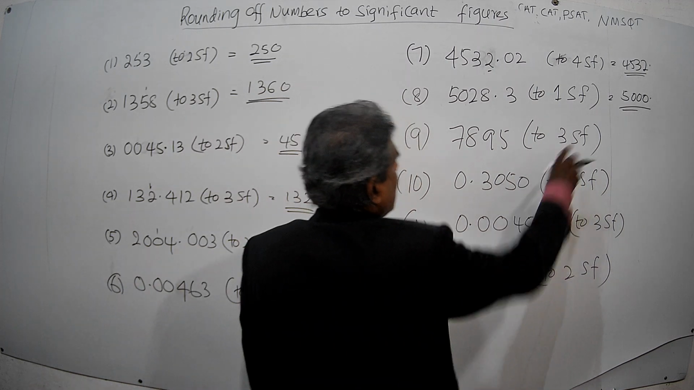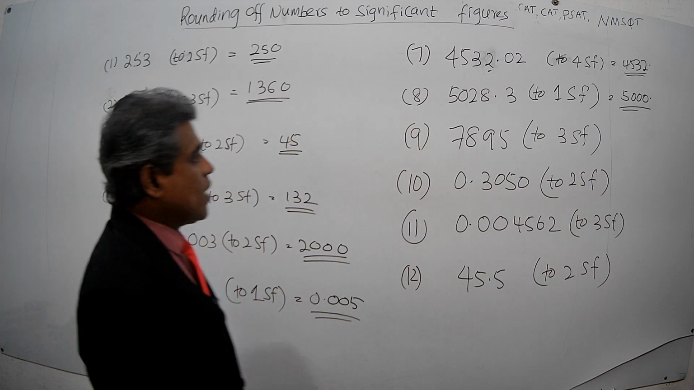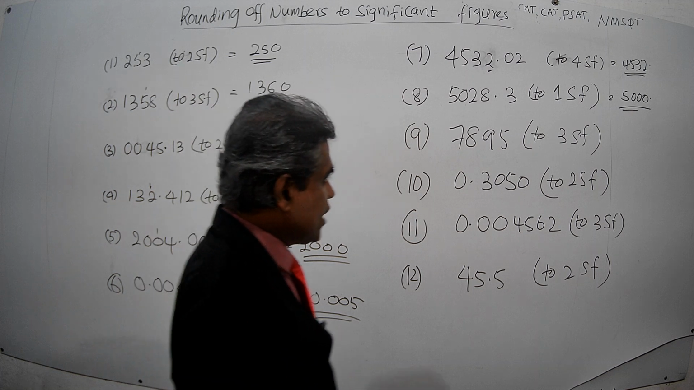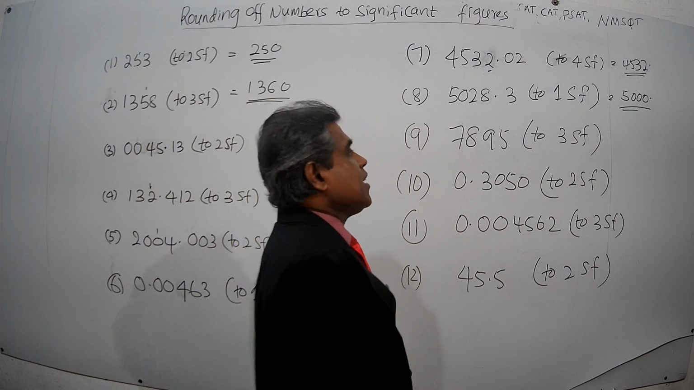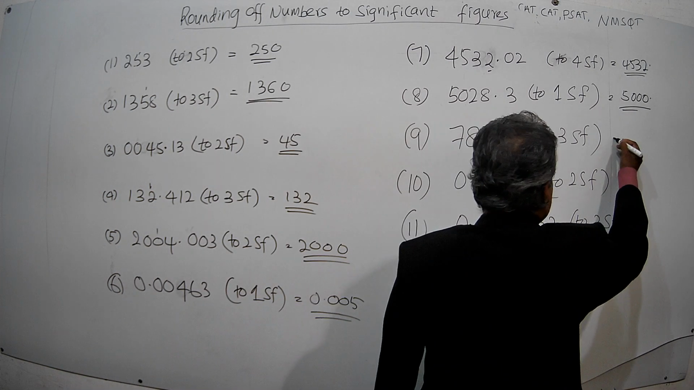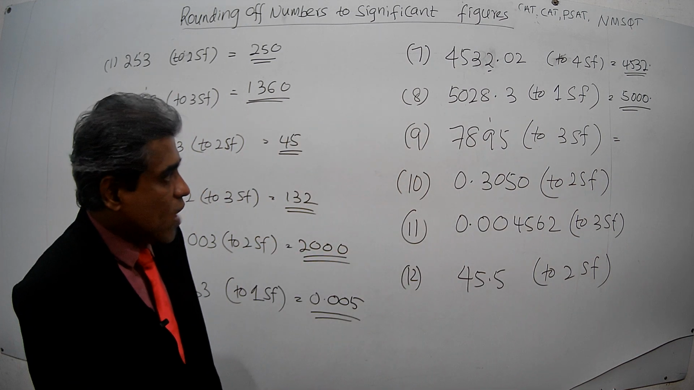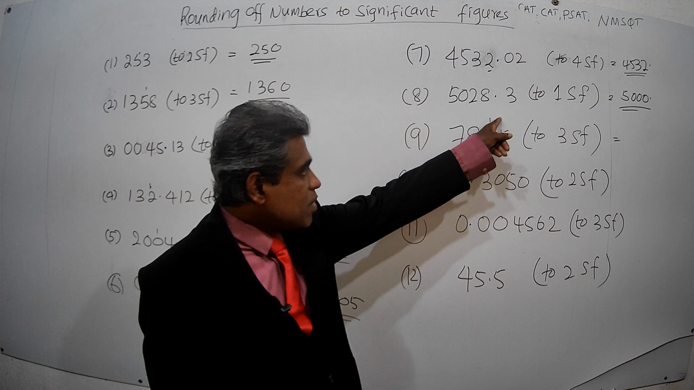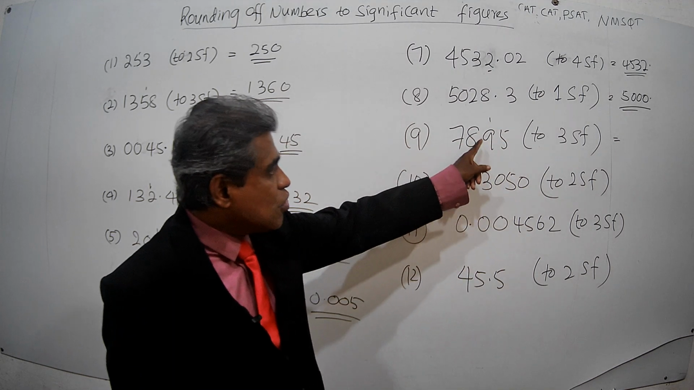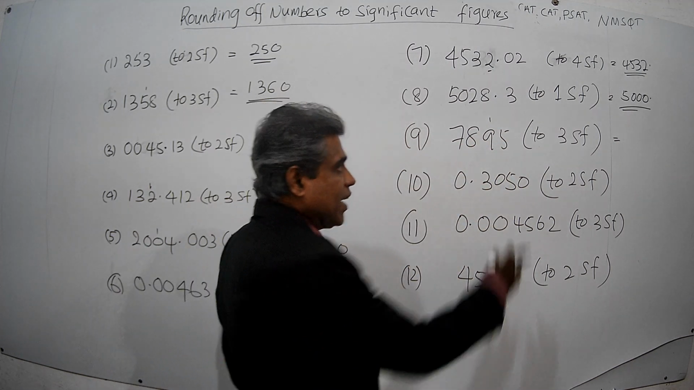Next one, to 3 significant figures. Next one, the 9th question: 7,895 is to be written correct to 3 significant figures. Then go to the third significant figure, counting from the left side, 1, 2, 3, this one. The third significant figure is 9. Then you have to get the fourth significant figure. If it is greater than 5 or equal to 5, add 1 to this third significant figure. This is 5, that's equal to 5.